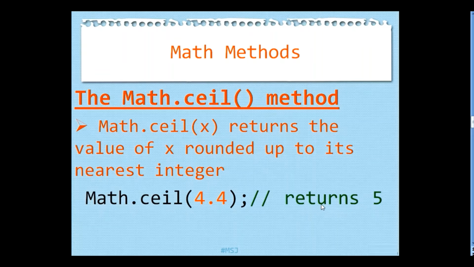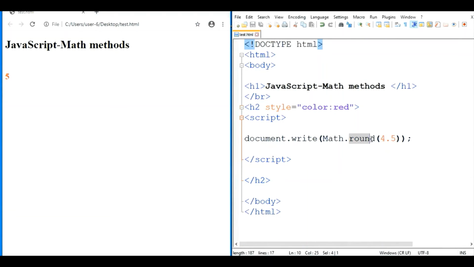Now let's see a small example with ceil, C-E-I-L, ceil of 4.1. Now the output is 5. If I write 5.2, now the output is 6. Ceiling is rounding this number up to the next integer. Even though this value is less than 5.5, we still get the answer 6.